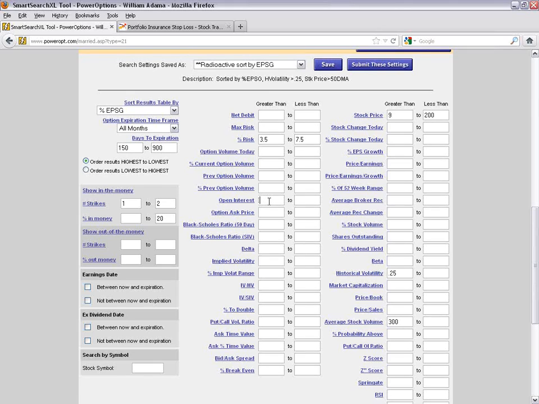And maybe I want to look for positions that have a higher open interest. Instead of just greater than 0, maybe I want to make sure that at least 10 contracts have traded on those far-out options over time.